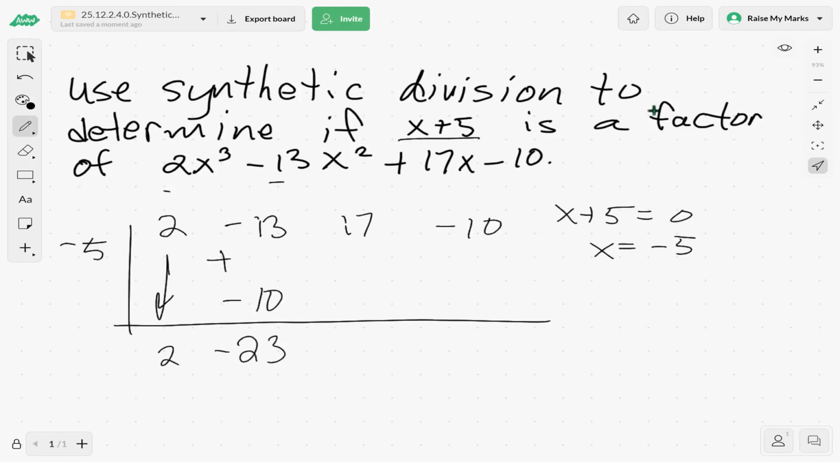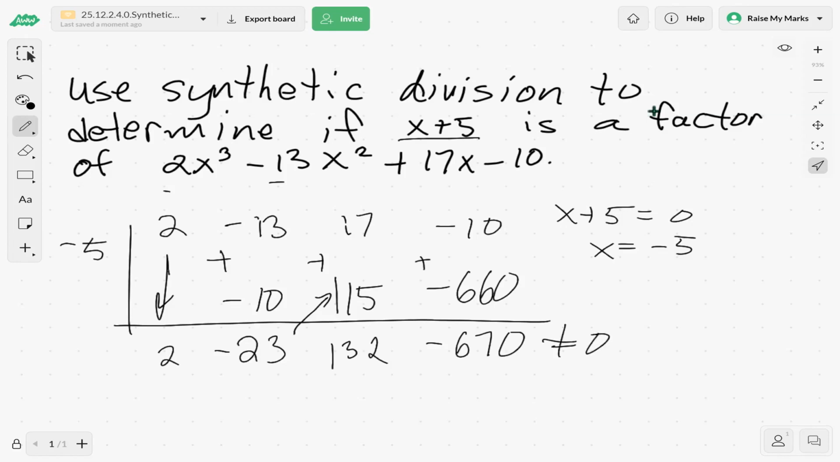Right, so negative 5 times negative 23. Let's see, what is that? 5 times negative 3 is 115. Okay, we put that value up there, and we're going to add 17 and 115, and we get 132. It's not looking good. All right, so negative 5 times 132 is negative 660. We're going to add negative 10 to that. We get negative 670. This is not 0. Not equal to 0, and this is our remainder.